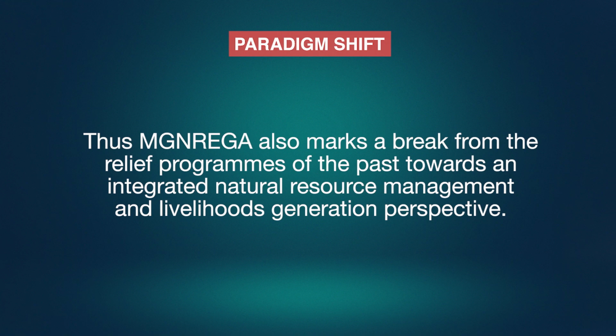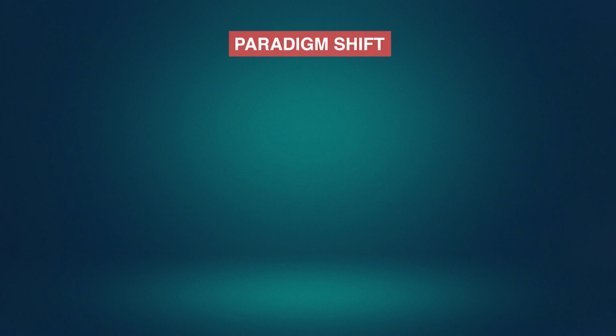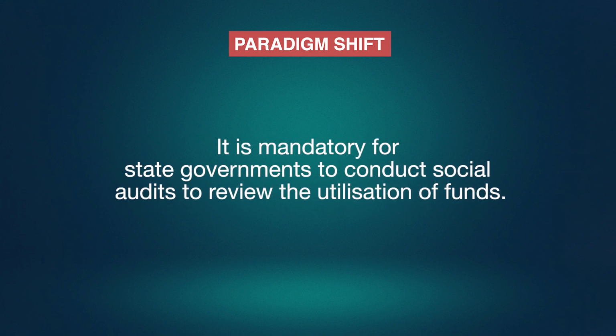Now, it is to be understood that it is mandatory for state governments to conduct social audits to review the utilization of funds. This is a very important area of the MGNREGA scheme, in so much so that all records, all plans and all utilization certificates are to be made public, and everyone has the right to know about the amount of funds received, the funds percolating down to the workers and the utilization of work done.